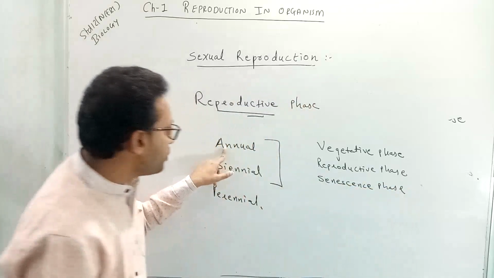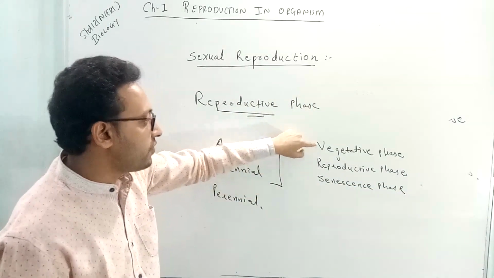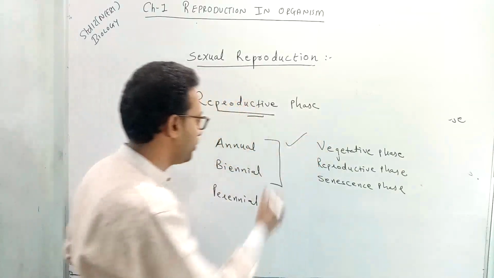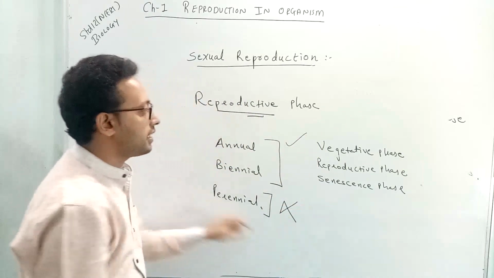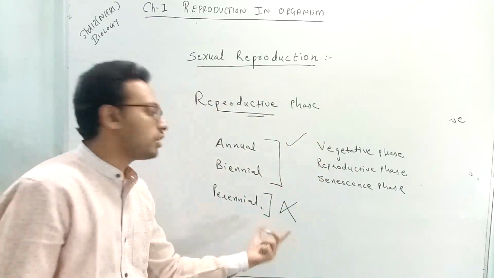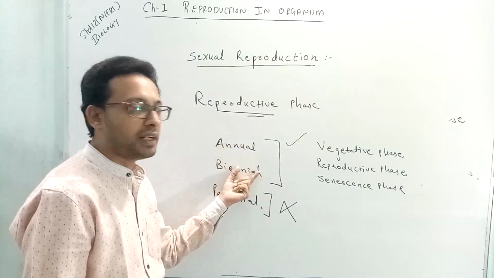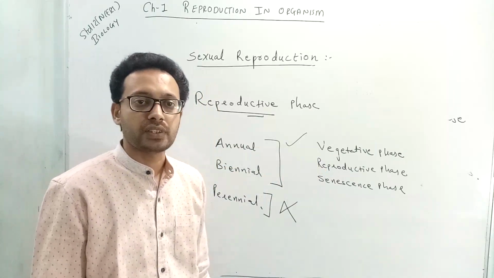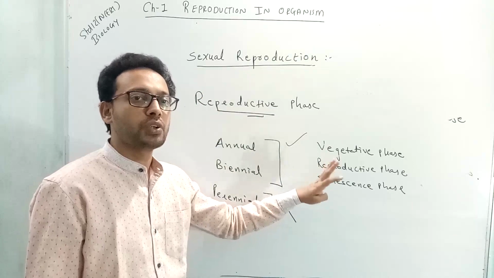So if it is an annual or biennial plant, you can clearly see a difference between the vegetative phase, the reproductive phase, and the senescence phase. A clear-cut difference can be observed. But when you look at perennials, you cannot see a clear-cut difference between vegetative, reproductive, and senescence phases. You cannot mark a difference between them. But if it is an annual or biennial plant, you can. Okay? But this is what usually happens.